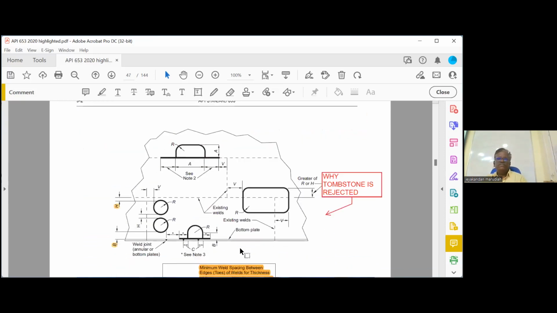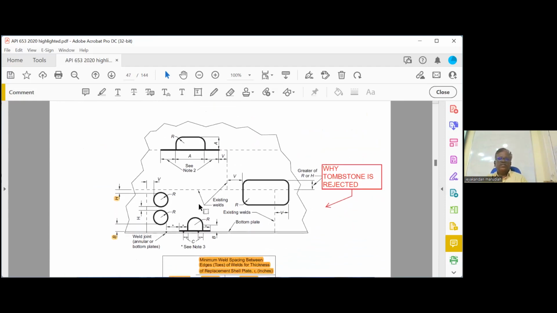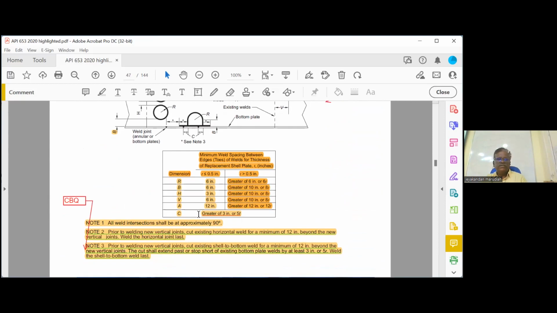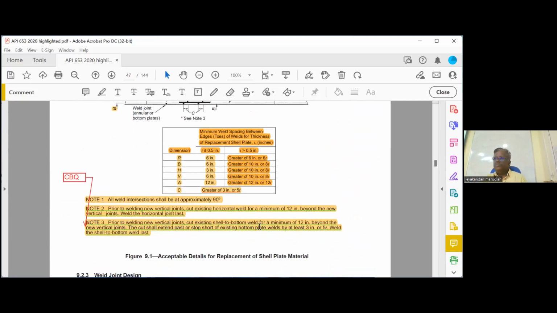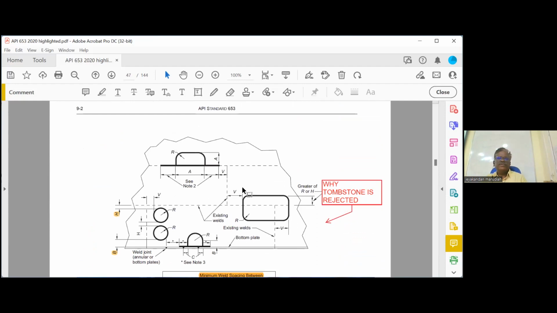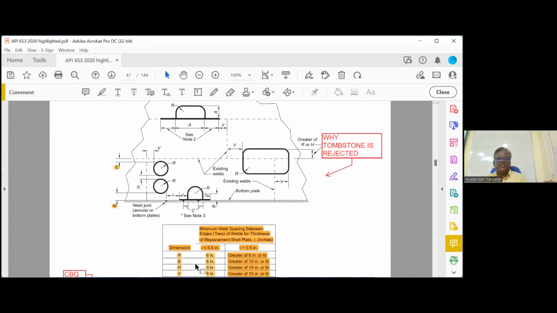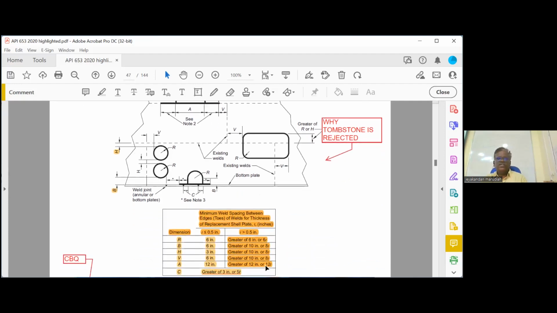Then on the next page, you can see the sketch. Now this is a replacement. You can see the heading here: acceptable details of replacement shell. Now what is A? What is A? Minimum dimension of the replacement. You can see A. So what is A given here? You can see 12 inch or 12T. A is 12 inch or 12T.